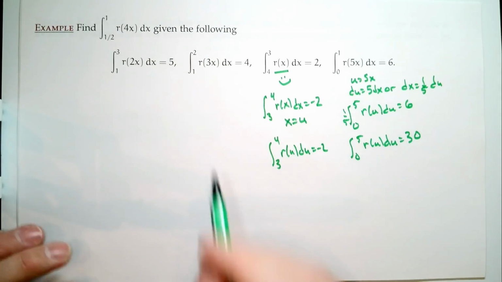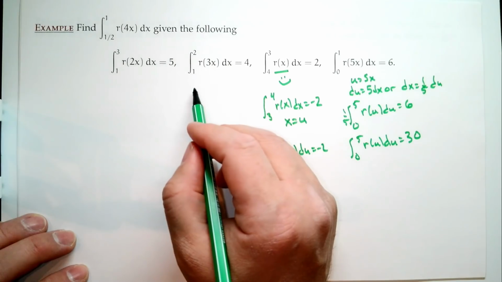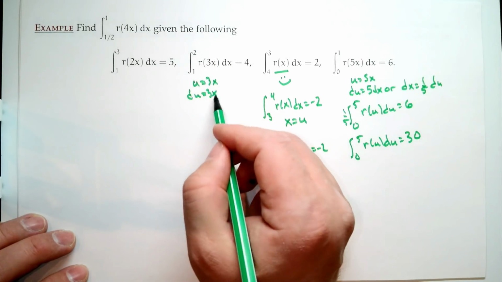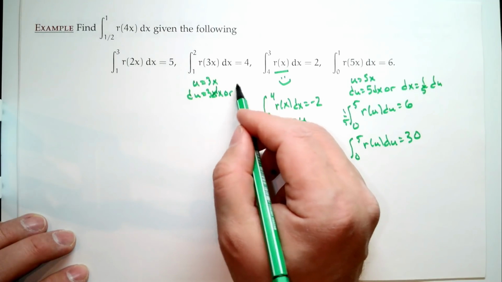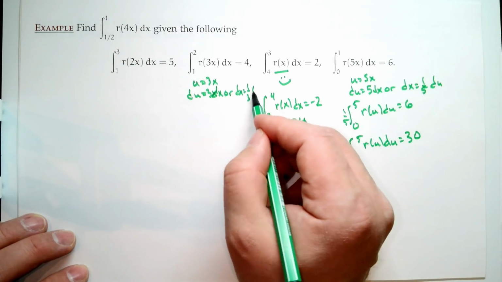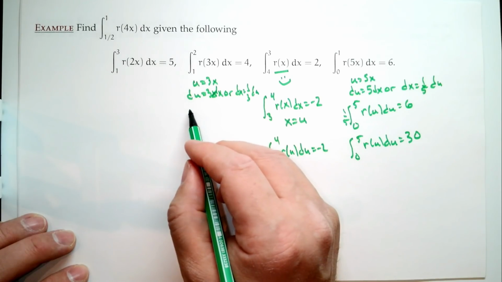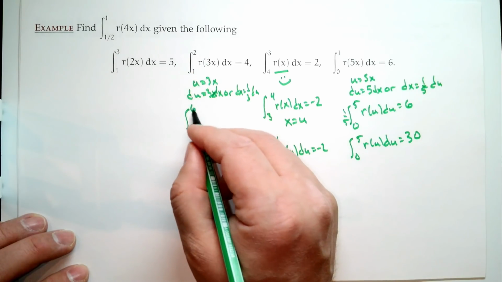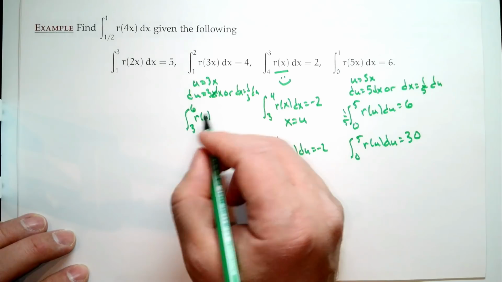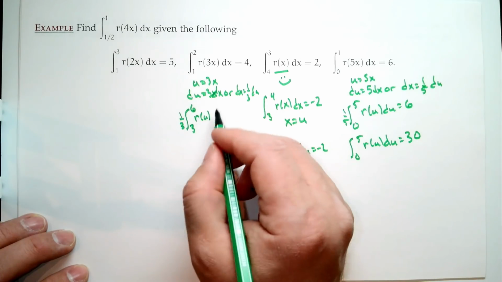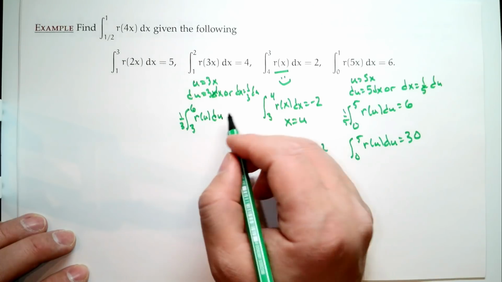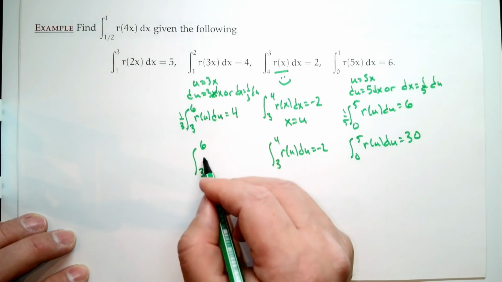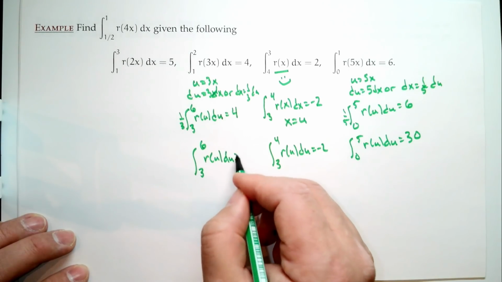All right, well, how about this one? Similar process. U is 3x, du is 3 dx, or dx is 1/3 du. So this would become the integral. So multiply my bounds by 3. 3 to 6, r of u, 1/3 du equals 4. So integral 3 to 6 of r of u du is 12.